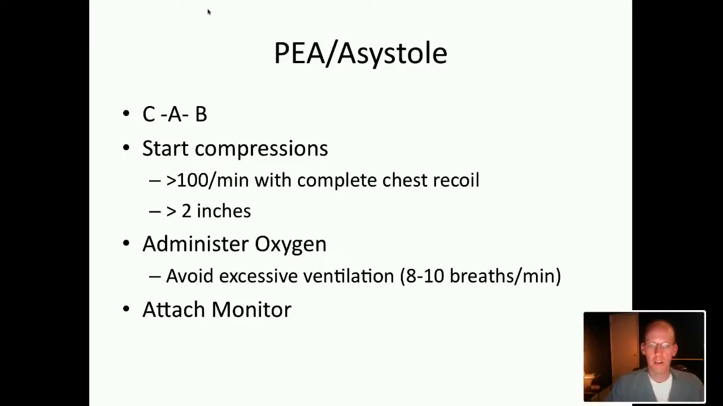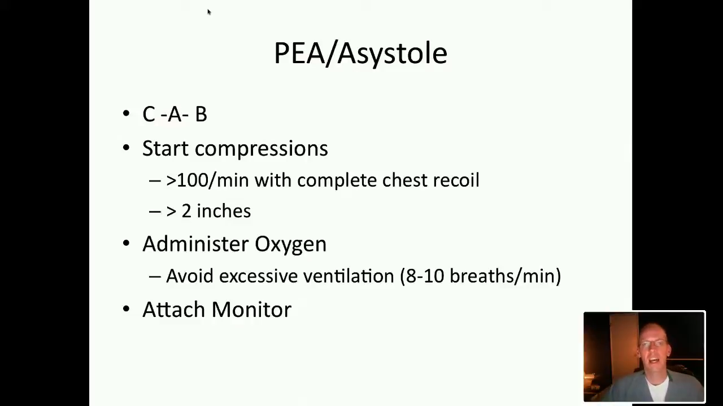So let's get started. As before, the approach to any pulseless patient is the same. It's always starting with your compressions, then moving to your airway, and then ventilation or breathing. Obviously, if you have more help, then you can start with compressions, and the person doing the airway and the breathing can start that quickly. But if you're alone, you start with compressions. The key is to always go with compressions first.